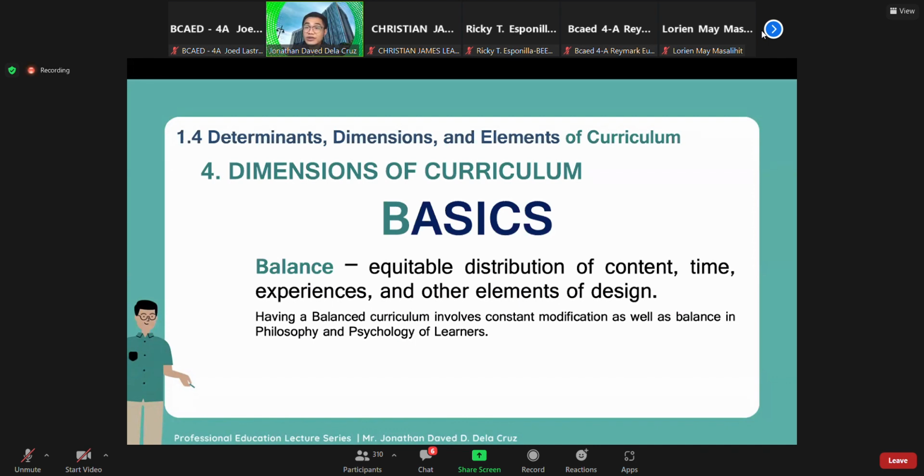Sinasabi nila, sir, mahirap po ang grade 10. Sir, mahirap po ang grade 9. Nasa 3rd year and 4th year ang mga mahihirap na subject. But take note, there are contents, no, that are not that difficult in a certain year level, and certain topics also that are very difficult in each level. Ang distribution po ng learning content per year level ay adequate or balanced.